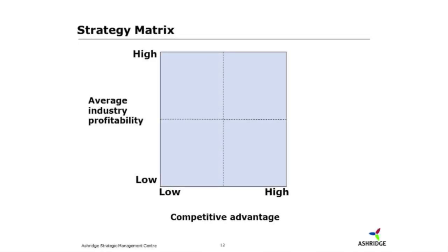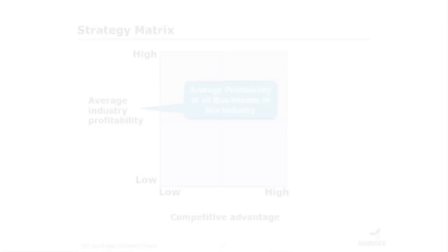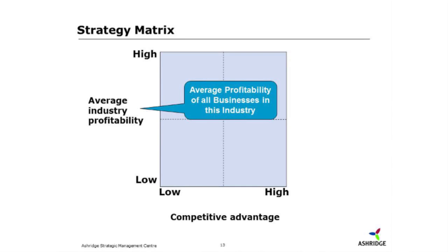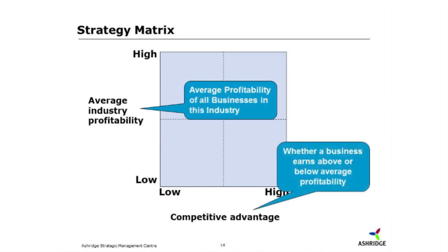Then along the bottom of the matrix is the competitive advantage of the business, by which we mean, does this particular business have some kind of advantage over its competitors, or disadvantage versus its competitors, that would give it the chance to earn higher or lower than the average profitability. So you can think of these dimensions in financial terms. The y-axis is showing you the average profitability of businesses in this industry segment, and the x-axis is saying whether this business earns above or below the average. And so the combination of the two would say what the actual profitability was of the business.